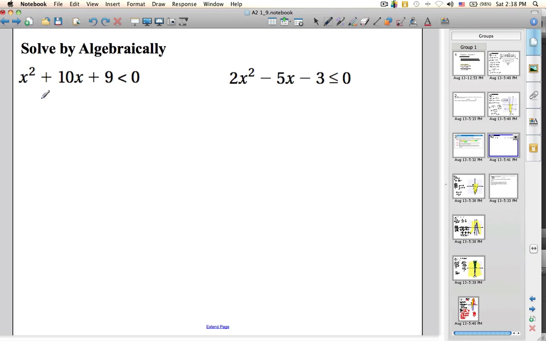If we work on treating this like it's an equation, not an inequality, I want factors of 9 that add up to be 10. This would be x plus 9 times x plus 1. I know my critical values are my solutions, right? So now we've called them solutions, we've called them x-intercepts, we've called them roots, we've called them zeros. Now we're calling them critical values, but they're still all the same numbers, right? Negative 9 and negative 1.